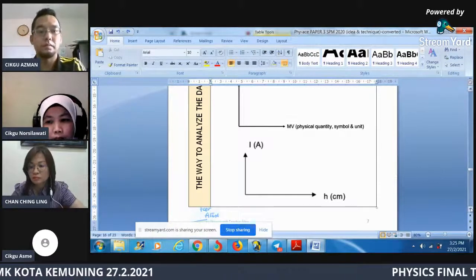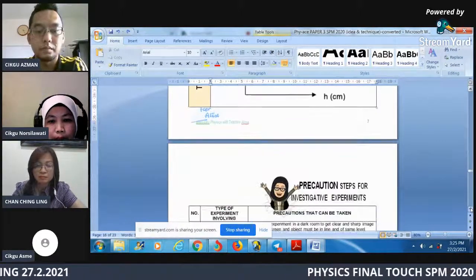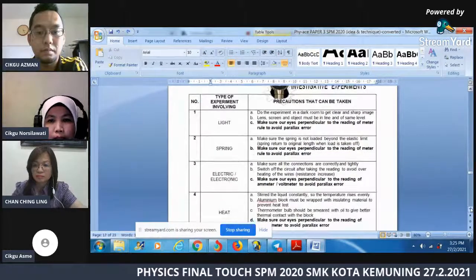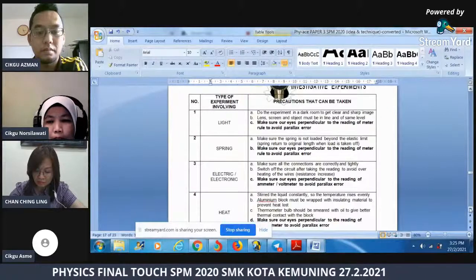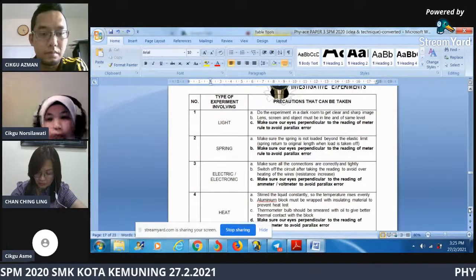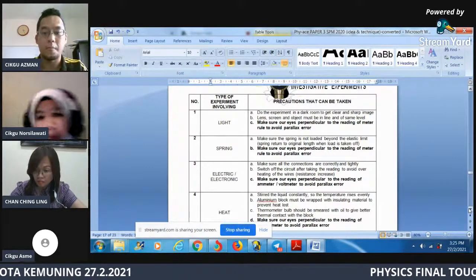Okay, so kita cuba lagi satu. Kita tengok contoh. Ini precautions. Precaution satu saja saya nak terangkan kat sini. Jangan letak avoid parallax error. Betul tak Cikgu Azman?